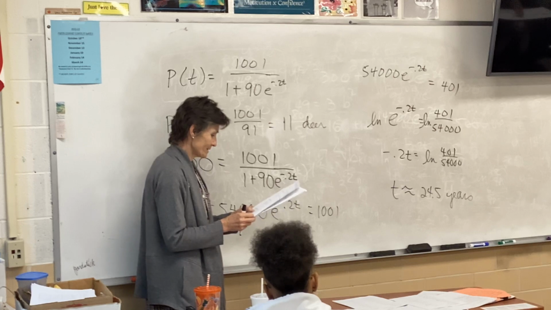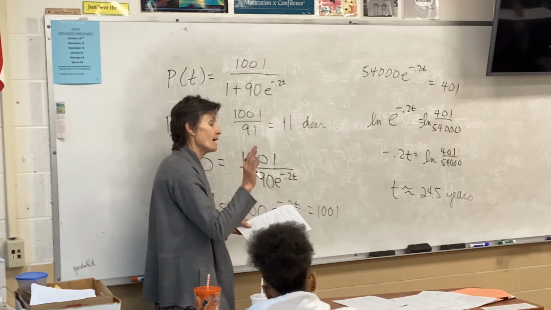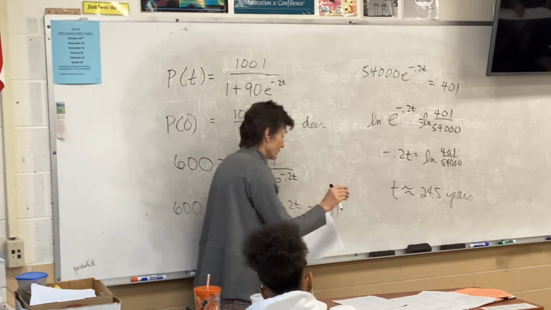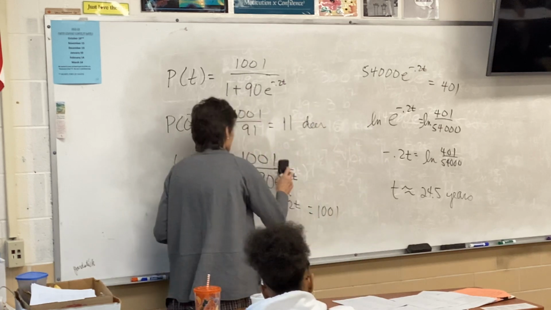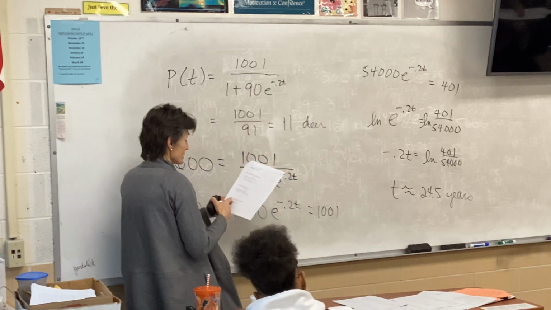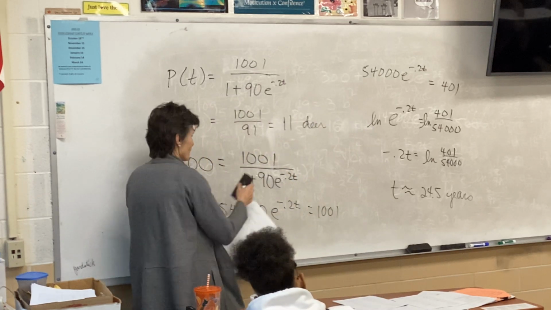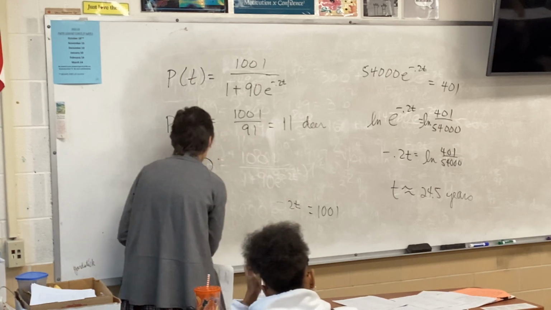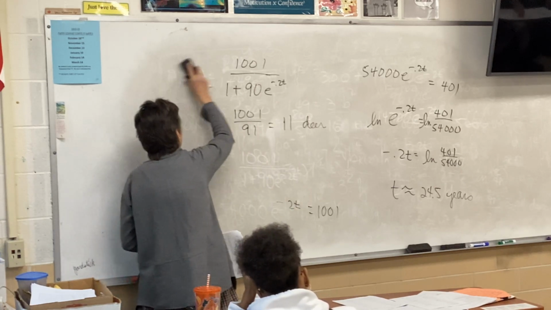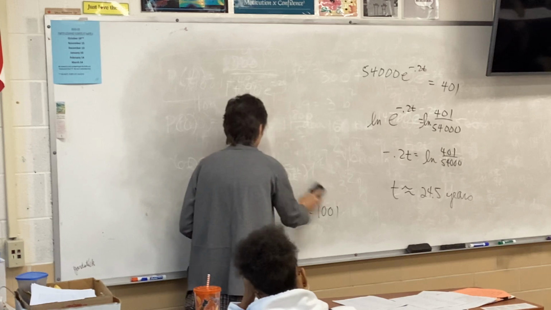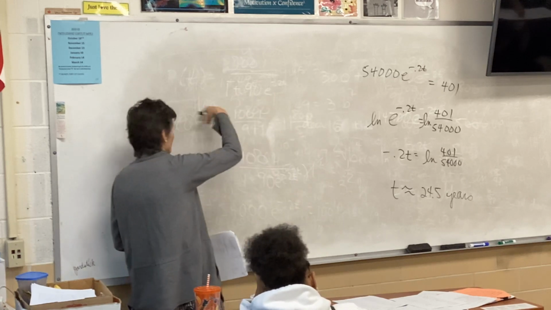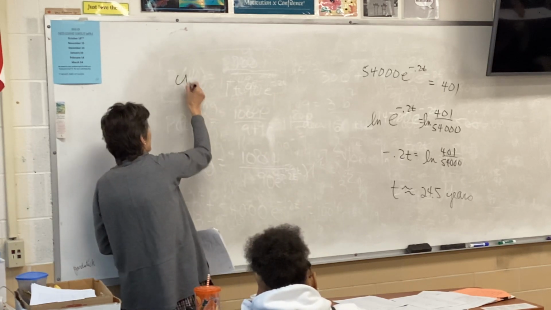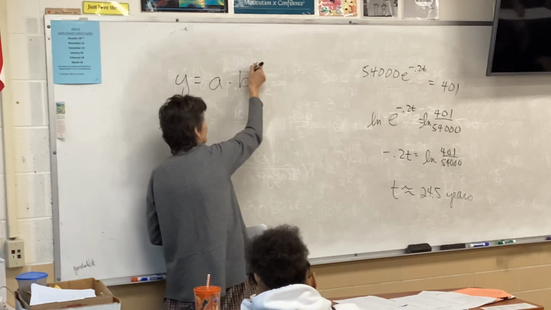We're moving on to number 8, which is exponential. Okay? It says in the directions, exponential. So stop and think about what exponentials look like. They do not look like this. They look like a times b to the x.